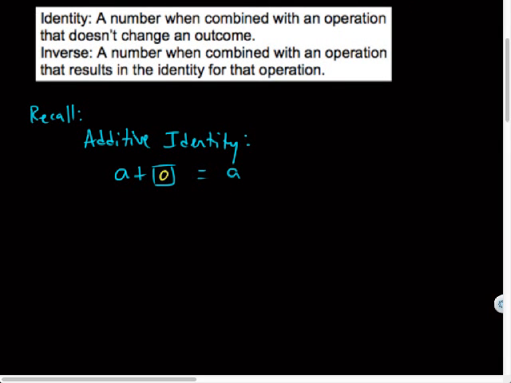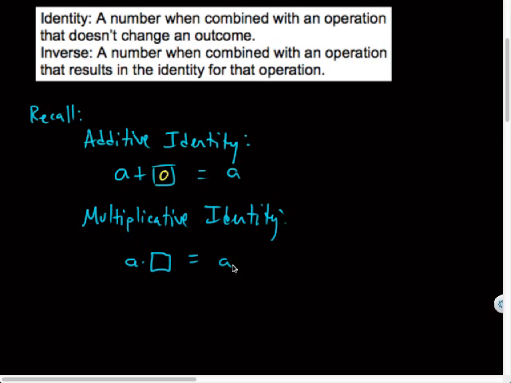And the identity varies depending on what operation I'm talking about. So that's why I said when combined with an operation. So the additive identity is going to be different than the multiplicative identity. The multiplicative identity would be referring to A times what would equal A. And that's what Jacob just said a moment ago. Multiplicative identity? 1. So 1 is the multiplicative identity.